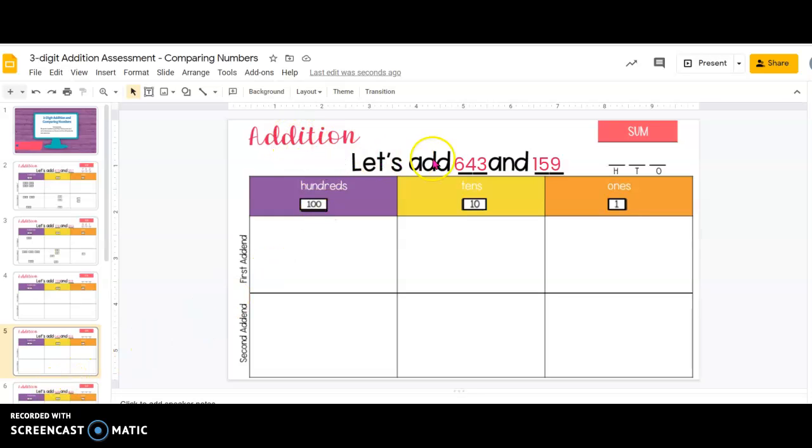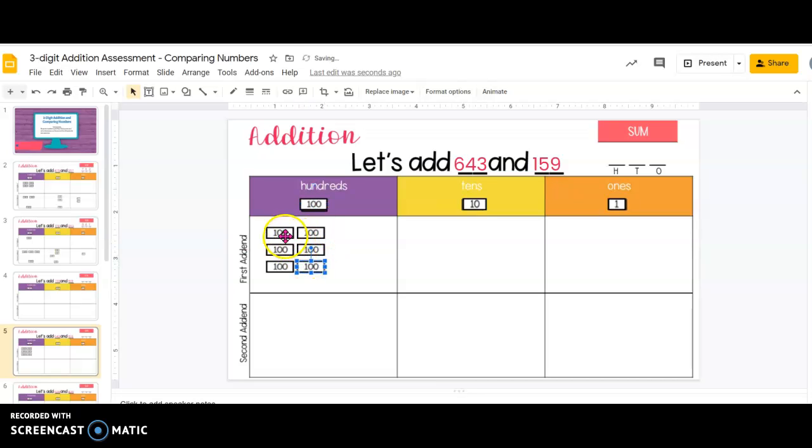So it says addition. Let's add 643 and 159. So the first thing that I need to do is show 643. That's my first add-in. So I get the place value cards in order. Remember to pair them up. They should look nice and neat. I can group them by 2s. I can group them by 3s. That way I know it is easier for me to count.